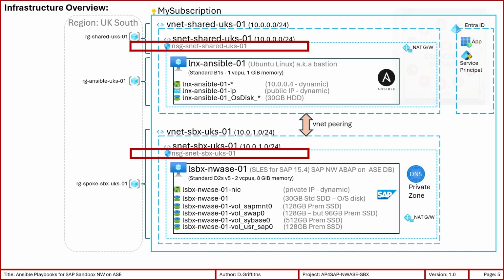Network security is applied using network security groups, which will be assigned one on each subnet. At deployment time, the only thing we need to change in the network security groups is to allow port 22 inbound into the Ansible VM.